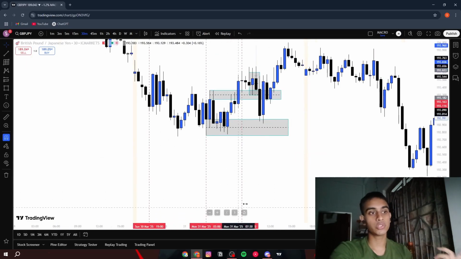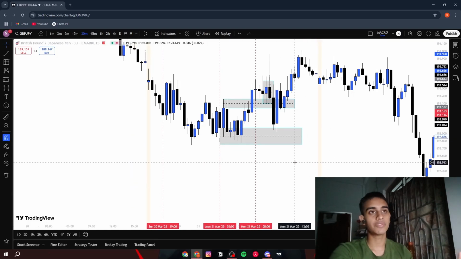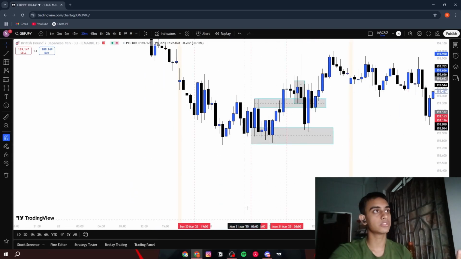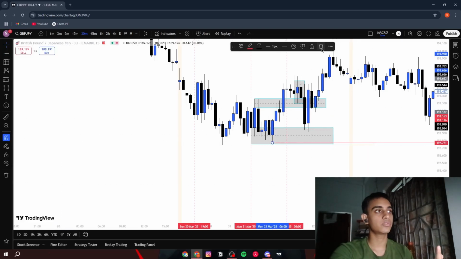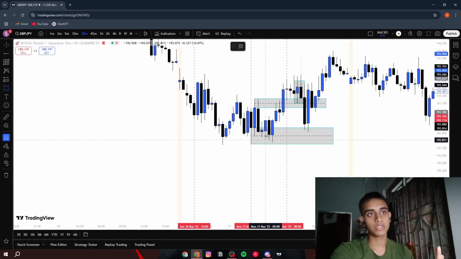In this strategy, we also mark out the session openings, which are New York, London, and Asia. After marking out all of this, I go into the 30-minute time frame and mark out the swing highs and swing lows. But we don't mark them out like this. We mark them out with this rectangle right here. As you can see, this is the swing low of the London session, and this is the swing high of London.